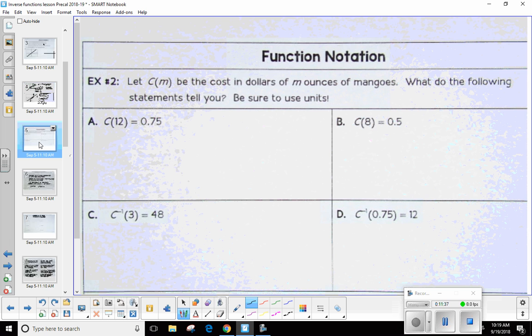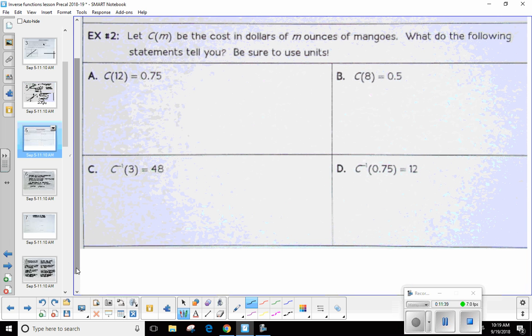So I have some examples here. It says, let C of M, now this is the function notation, be the cost in dollars of M ounces of mangoes. What do the following statements tell you? Be sure to use units. So C of M is the cost. M is going to be the number of ounces of mangoes that we're able to purchase. In the original function, my input is the number of ounces, but the output is the cost. So that's really important when we start looking at the inverse and we switch those ideas.